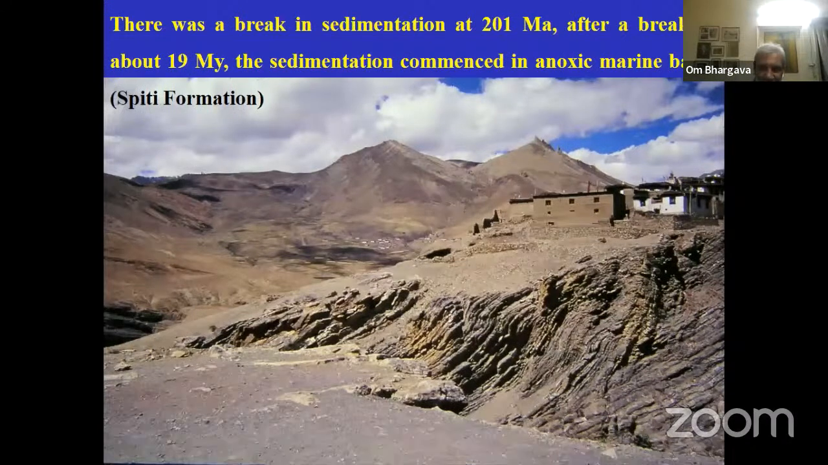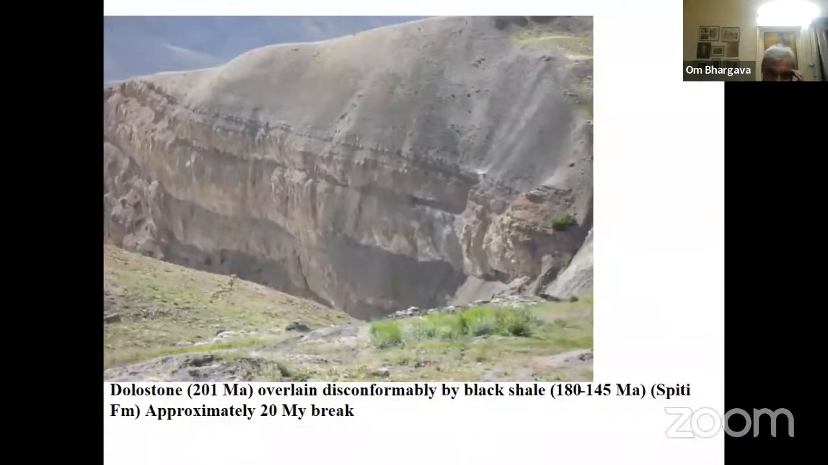Now, the Kioto carbonates are overlain by the black Spiti shales, which has a break of about 19 million years. And the sedimentation commenced in an anoxic marine basin. Again, you know, it could be the source rock for hydrocarbon. You can see here, again, a disconformity. There's a break, but there's no angular unconformity. The carbonate is sharply overlain by the black shale. There's no alternation or gradation there.